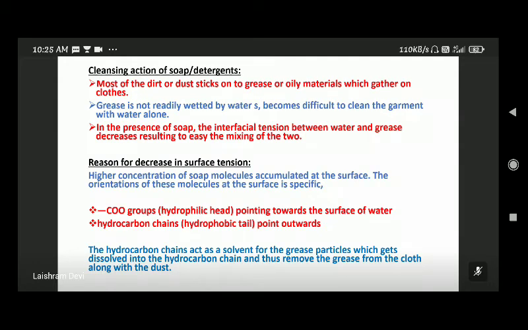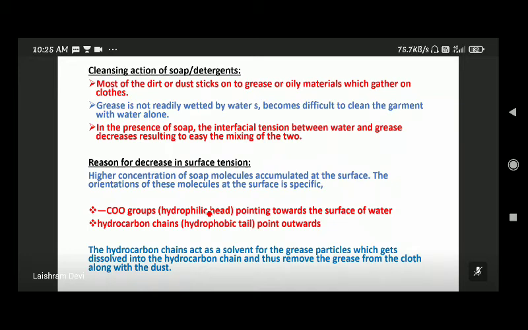And the hydrocarbon chains are known as the hydrophobic tail. And all of you know hydrocarbons do not mix easily with water, and that's why they are known as hydrophobic, also the water hating part. Hydro means water, phobic means hate, you can say. The water hating part or the tail part, which are the hydrocarbon chains, will point outwards. Okay. So the hydrocarbon chains act as a solvent. So the hydrophilic head will point towards water, and the hydrophobic tail will point towards the grease particles.